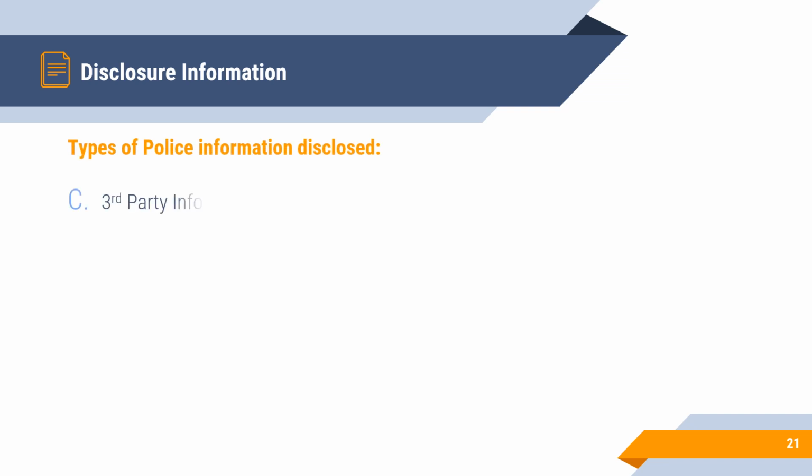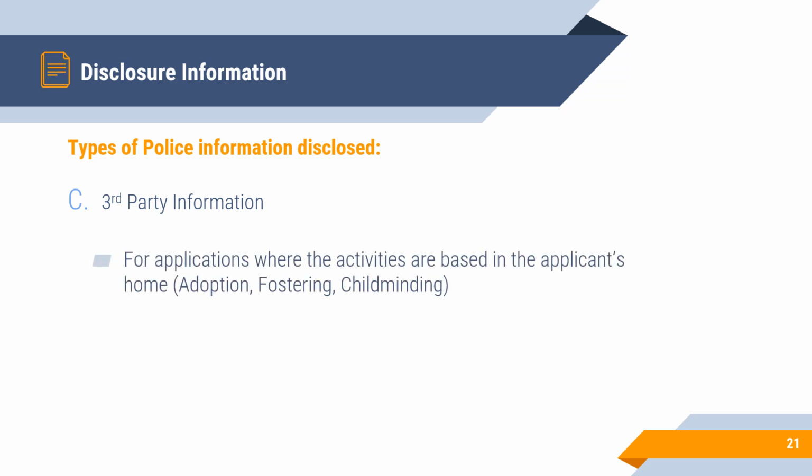The third classification of police information is information relating to an individual who is not the applicant. This is known as third-party information, where the information is disclosed for applications where the activities are based in the applicant's home address, for example, adoption, fostering, or childminding. In all such instances, these cases are referred to PSNI to undertake a wider search on the home address.